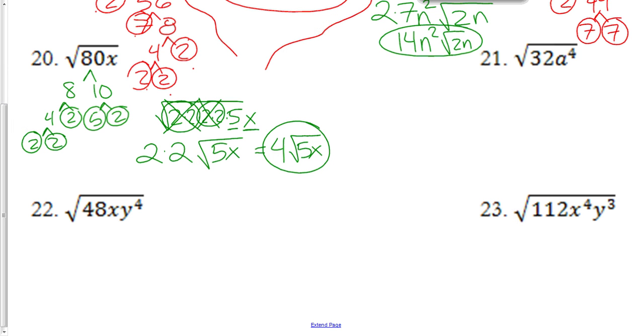Number 21, 32 breaks down as 2 and 16. 16 is 4 and 4. Both of those break down as 2 and 2. So I've got 5 2's and 4 a's.